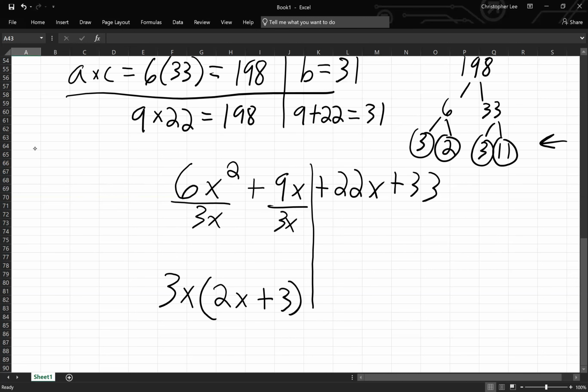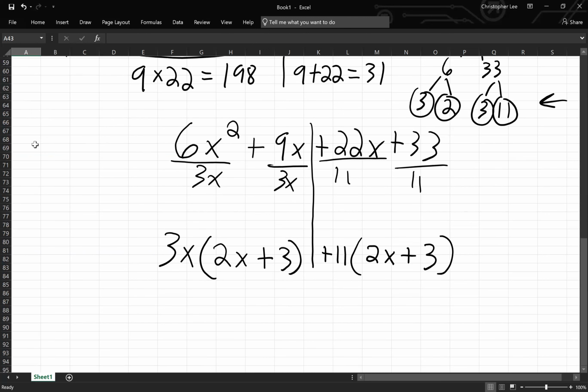And what about the 22x plus 33? What's the greatest common factor there? 11. Positive or negative? Positive 11, very good. So remember, it's like I'm dividing by 11. So 22x divided by 11 is what? 2x, very good. A positive divided by a positive is a positive, and 33 divided by 11 is 3. Excellent.